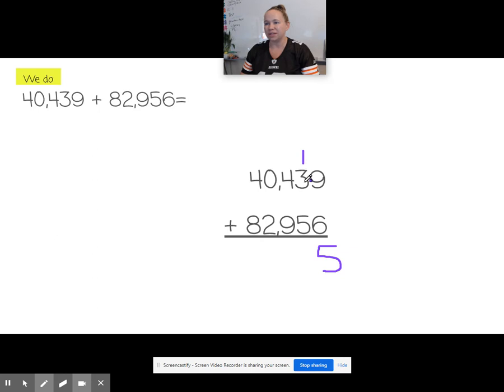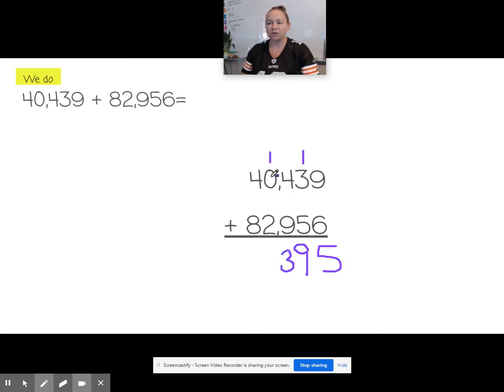1 plus 3 is 4. Plus 5 is 9. Great. 4 plus 9. I sometimes think of these as 4 plus 10, and then I take away 1. So that would be 13. I took away 1 because it's not 10, it's 9. So that's 13.